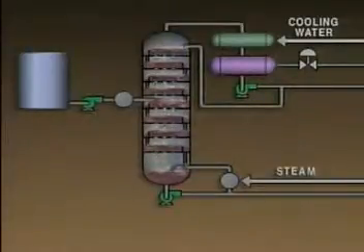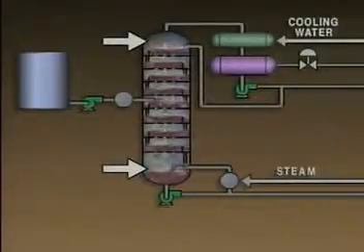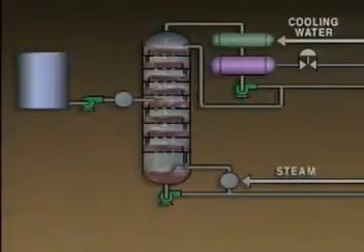Another pressure that's important to an operator is the tower's differential pressure. The tower's differential pressure is the difference between the pressure at the bottom of the tower and the pressure at the top of the tower. This difference in pressure is caused by the flow of vapors in the tower. Without vapor flow, there is no differential pressure.